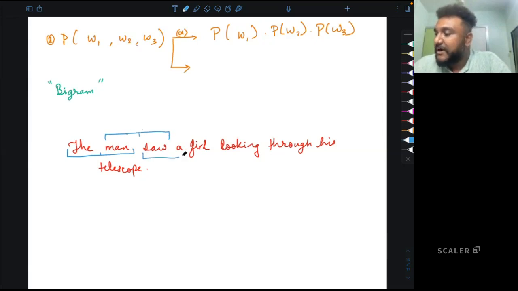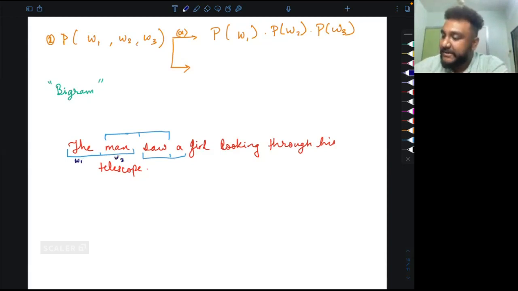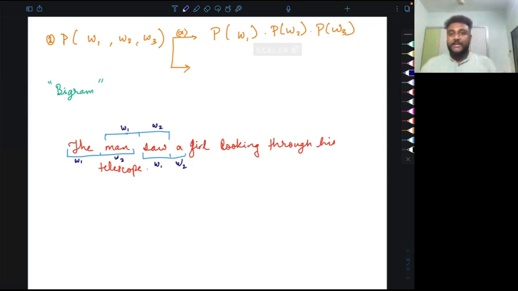Then we have "saw" as another possible pair, and so on. So we have these pairs. If I have to convert this to my math notation, how will I do this? I have W1 here, W2 here. Then I have W1 here, W2 here. Then I have W1 here, W2 here in this pair. Notice that I am setting W1, W2 based on the pair, in the order in which they appear. I'm not setting W1, W2 for the whole sentence. I'm extracting pairs from this sentence and setting them as W1, W2.